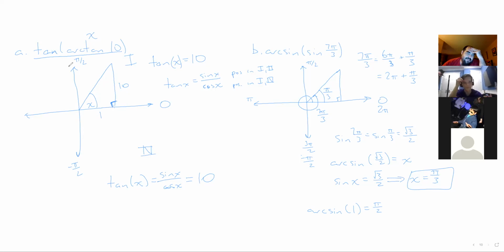Does that make sense, or should I try again? No, I'm following. Okay. So maybe it'll be even more clear if I write it like this: tangent of inverse tangent of 10. Because really, tangent and inverse tangent are inverse functions of each other. And the only reason that arcsine of sine of 7 pi over 3 is not equal to 7 pi over 3, like, how come we couldn't just cancel out there?